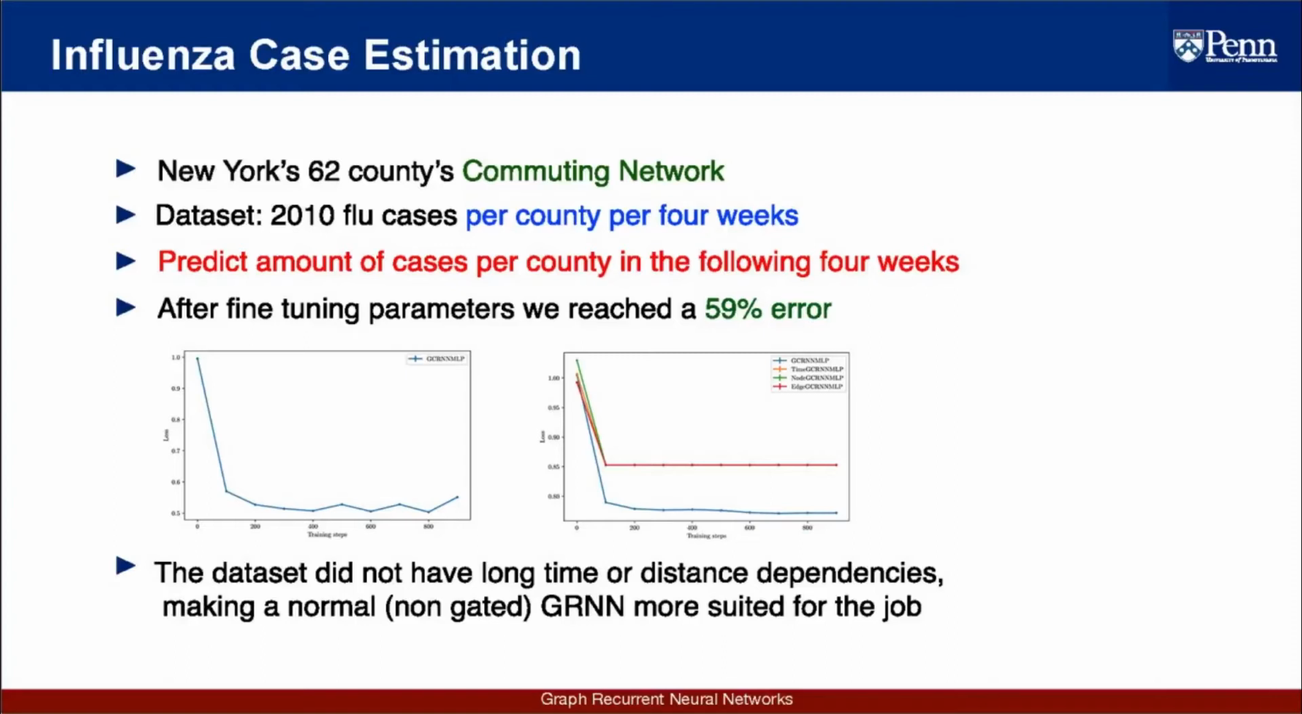The sequential data were the number of accumulated cases in each county for every 4 weeks of the last 8 weeks of 2010 and the first 4 of 2011, which we used to predict the number of cases in the weeks 8 to 20 of 2011.